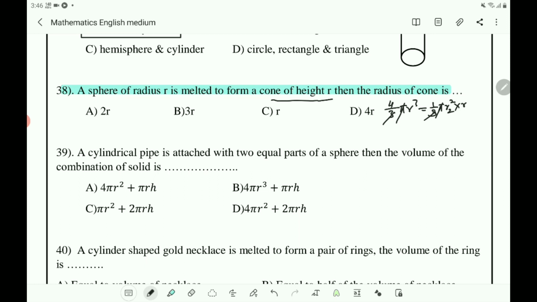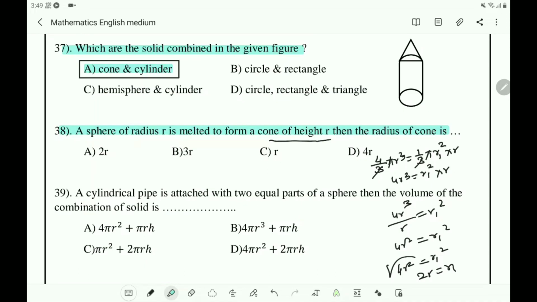We'll consider r only. Then here 4r cube equals, so you can cancel, r you can take, equals r2 square. Then 4r square equals r2 square. If you take the root, 2r equals r2. This is the radius of the cone. Therefore option A is the answer.